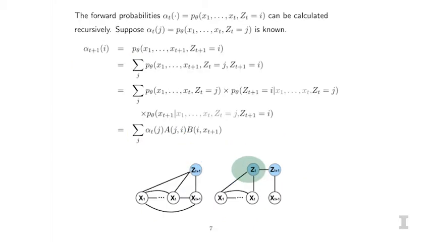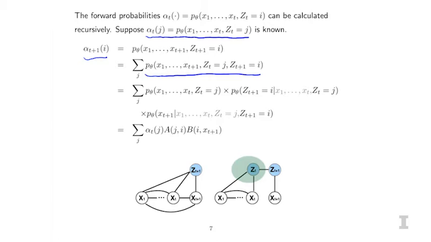Next, let's continue with the recursive calculation. Suppose we have computed the forward probability at time t, and all the previous values are known. Now, how do we compute the forward probability at time t plus 1? By definition, it is equal to this. And so we're going to use the tricks we used before. First, we're going to write this marginal as a summation over another variable zt, with different values of zt, zt equal to j, and we sum over j.